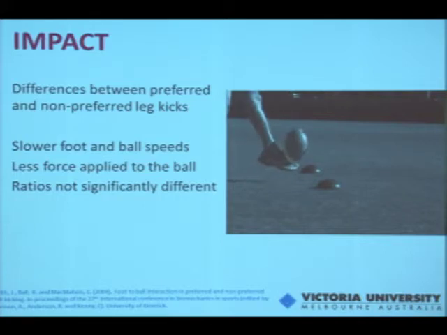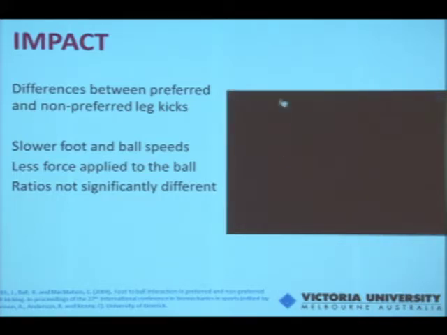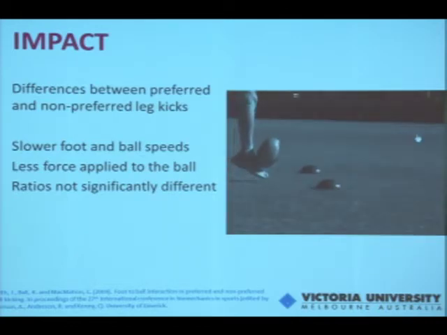So differences between preferred and non-preferred kick legs were found. We found that the non-preferred foot exhibited slower foot and ball speeds and less force was applied to the ball. Although interestingly, the ratios weren't significantly different. So foot speed in to ball speed out, or the ability to transfer energy, didn't differ between legs.